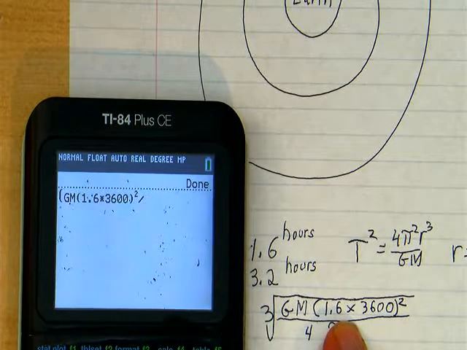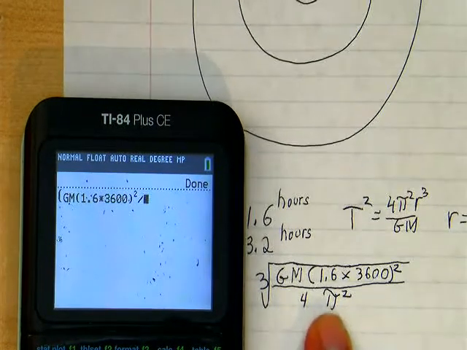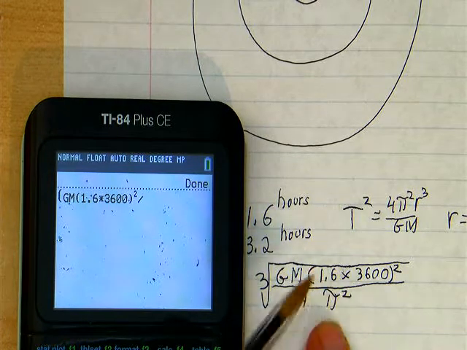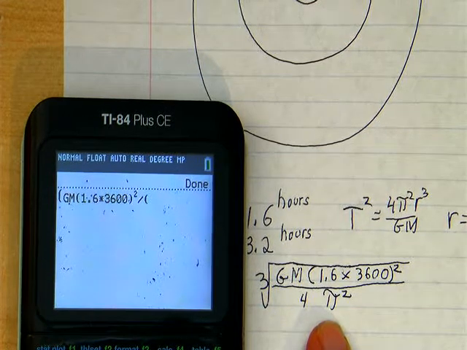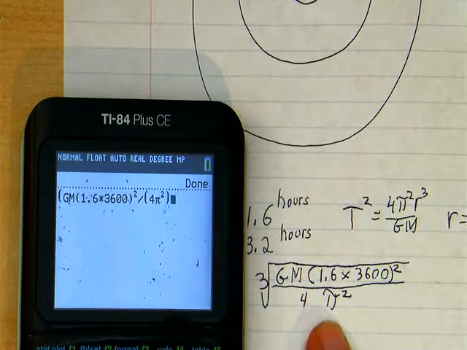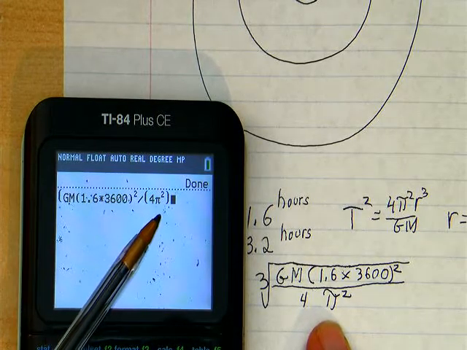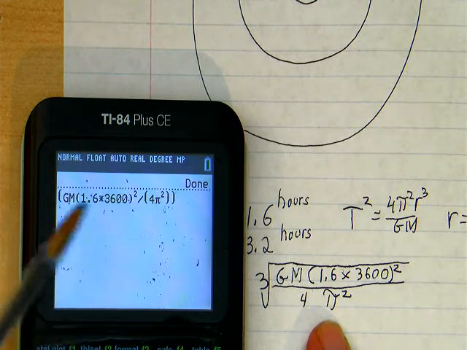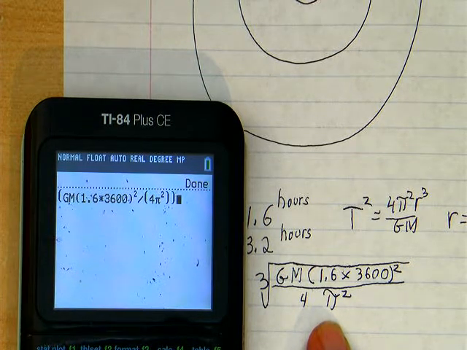divide by, and I have some students who are not comfortable with saying divide by 4, divide by pi squared. So this time I'll do it with open parentheses, 4 times pi squared, close parentheses, and that takes care of the denominator. Now close parentheses to enclose the entire expression underneath the radical sign.